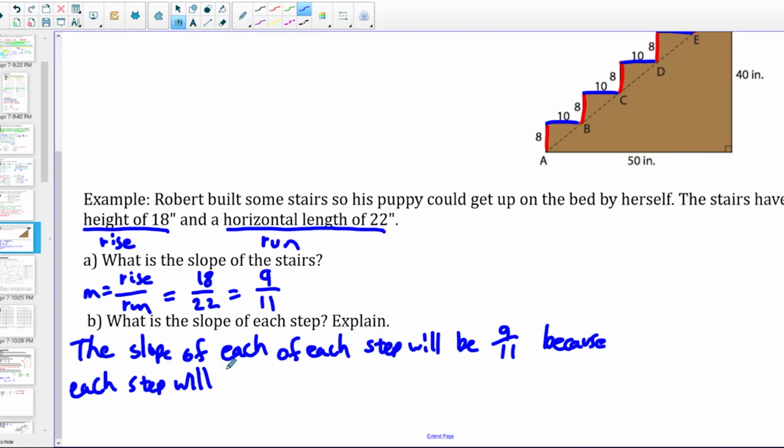Because each step will have the same slope as the stairs.